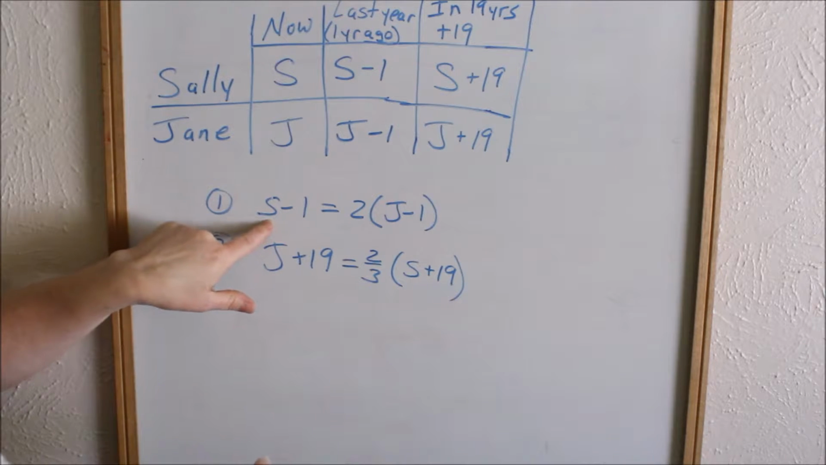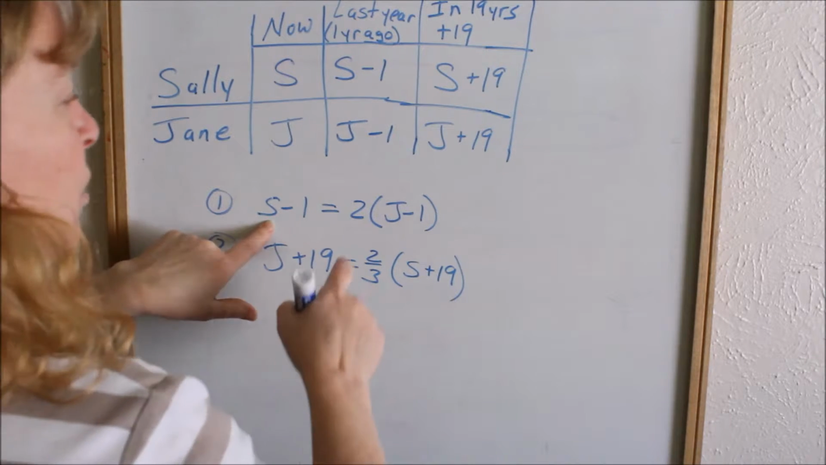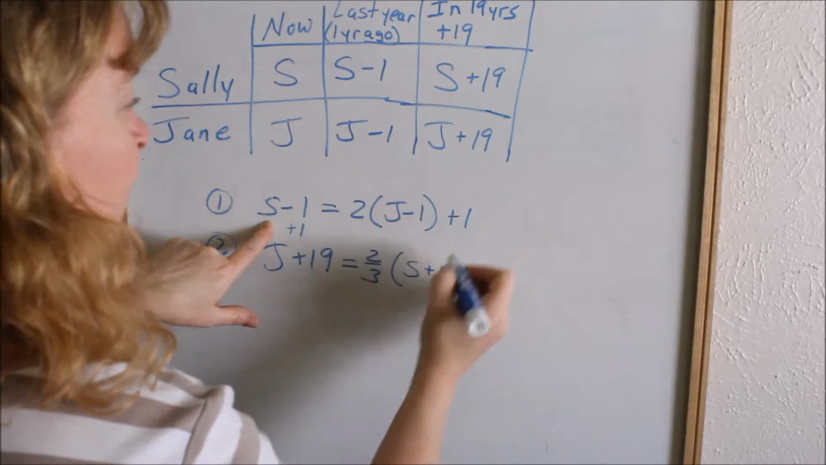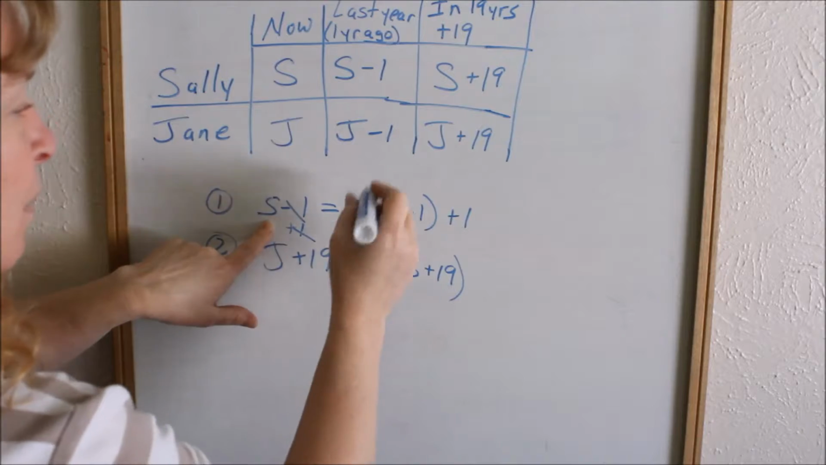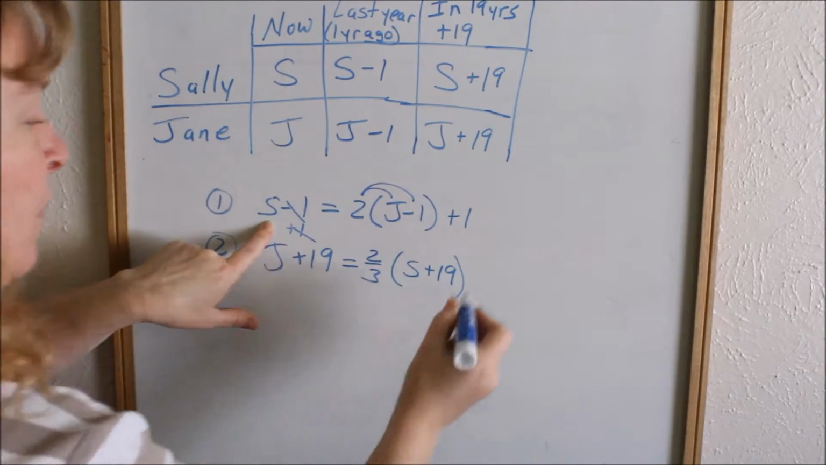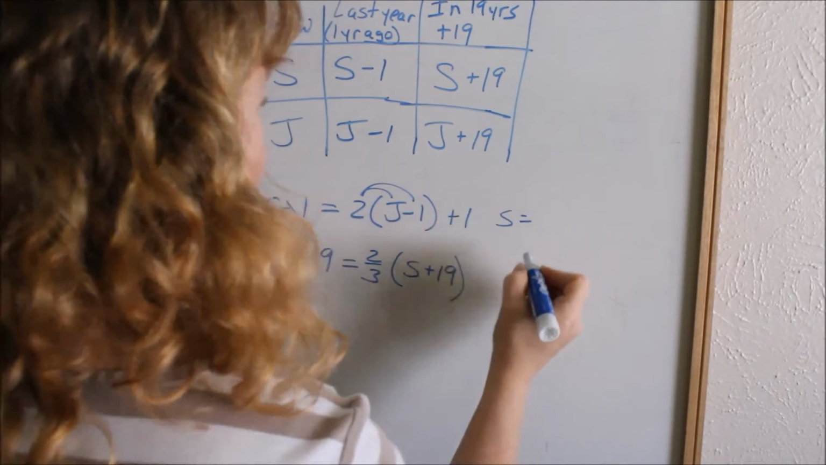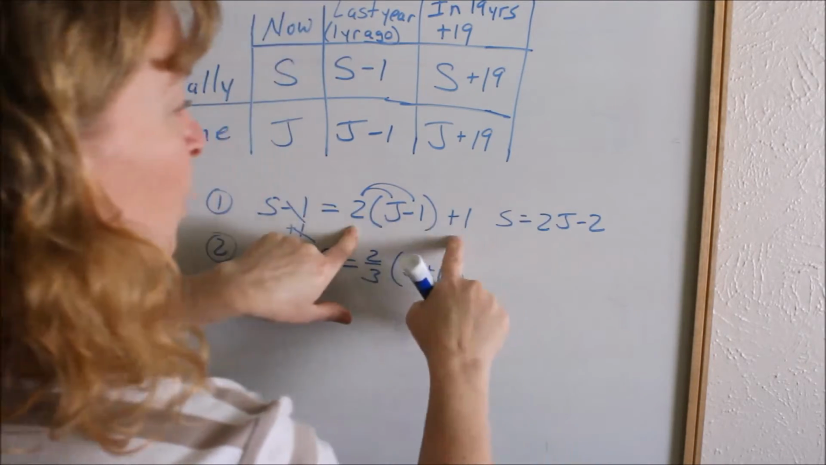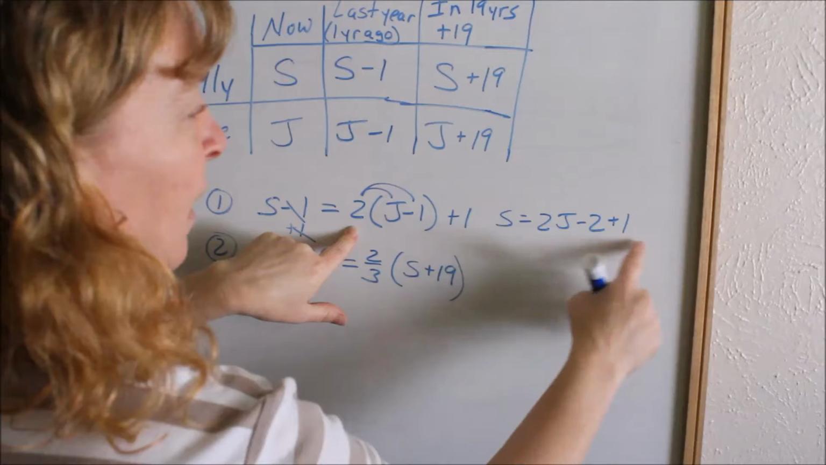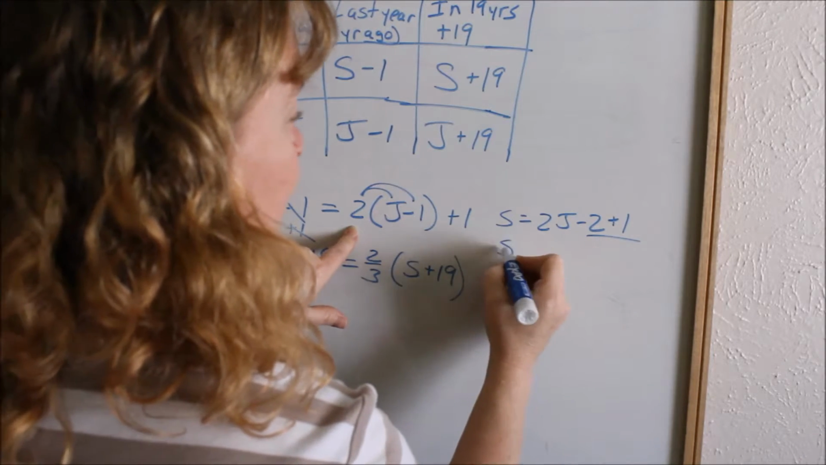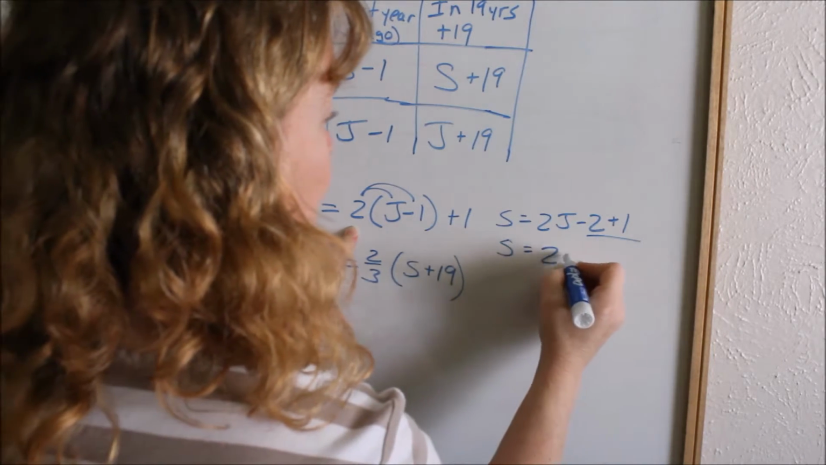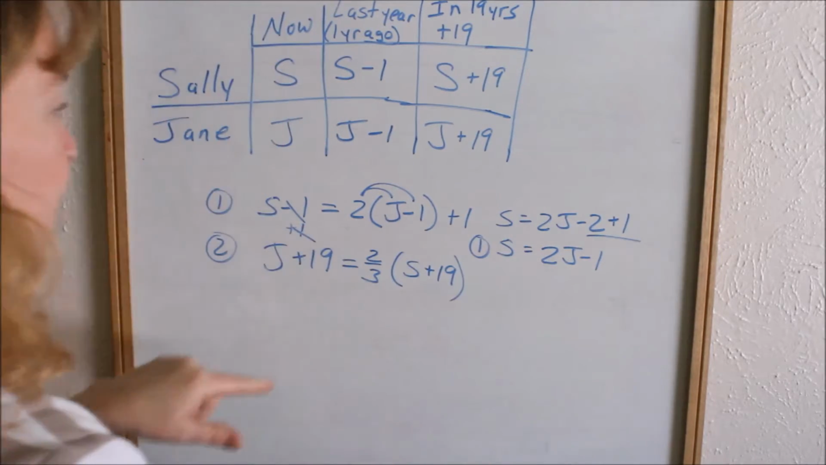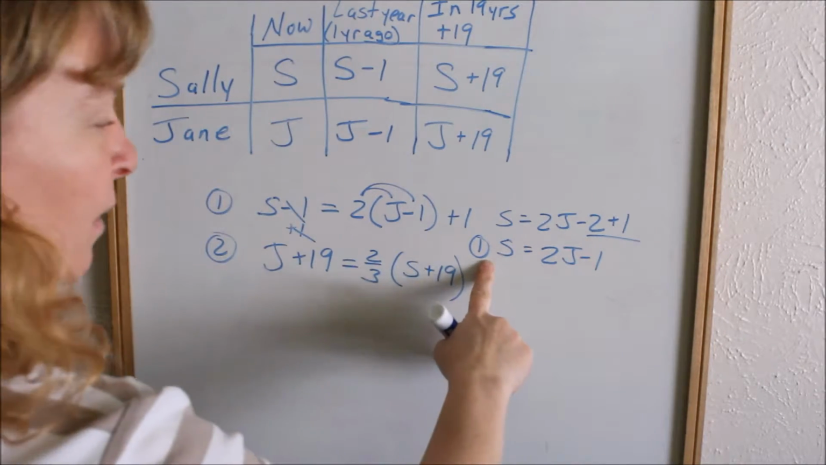I'm going to get this in the form of S equals something, which means I need to add 1 to this side. But I'm going to clean this up a little bit. I'm going to go ahead and distribute. So I'm going to have S equals 2J minus 2 and then plus my 1. Now I can combine my whole numbers. So I have S equals 2J minus 1. So there's my equation 1 right there.